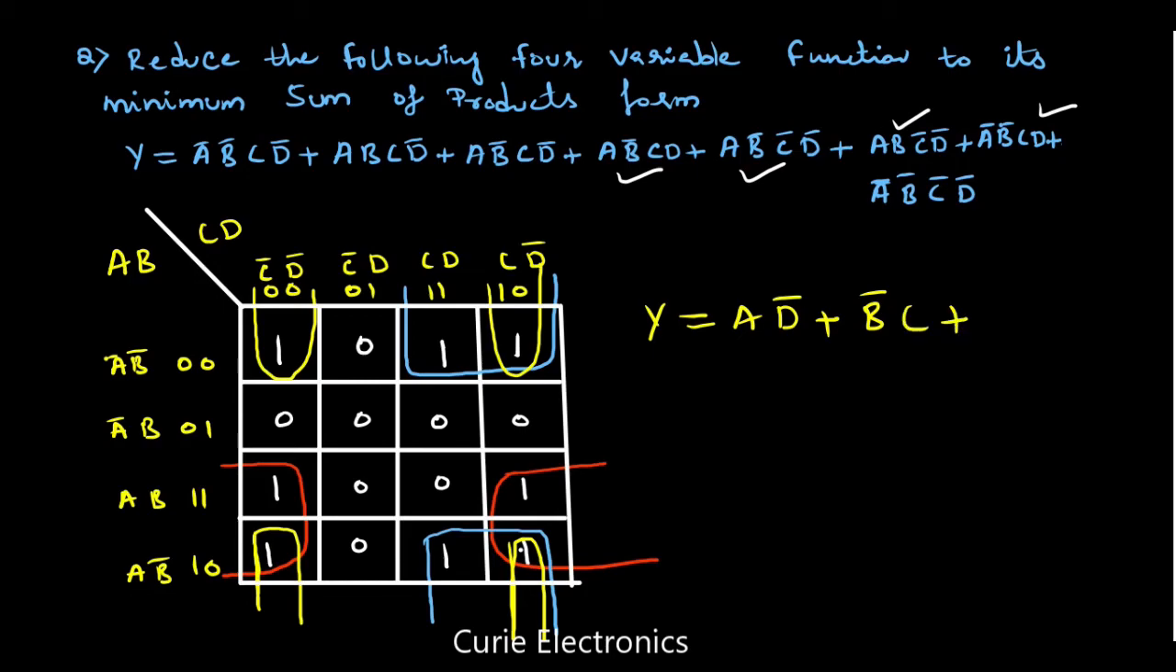Now what is the final group? That is the yellow color one. 4 ones are there. So here, which are the rows involved? That is A bar B bar, A B bar. So A cancels, B bar will be left. What about the columns? C bar D bar, C D bar. So D bar will be left out. Correct? So what is the answer? This expression will get minimized to A D bar, B bar C, and B bar D bar. So that is the simplification.